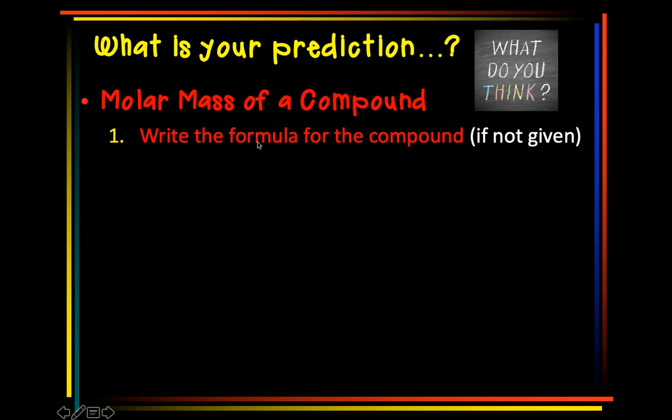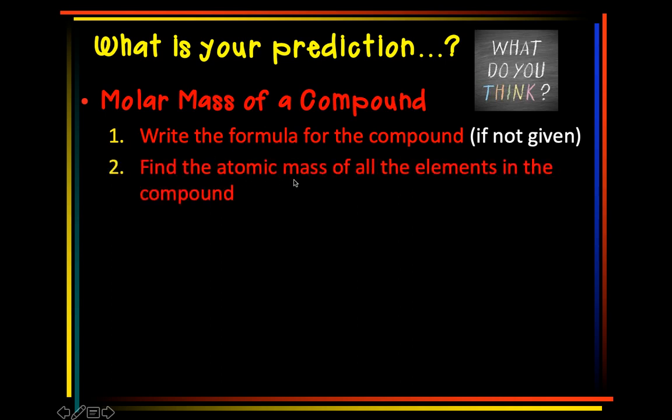The formula might be given, but if it's not, you have to write out the formula. So you might have to balance charges or use prefixes, but first you get the formula. Once you have the formula, you find the atomic mass of all those different elements in that formula. If there's 2 things or 6 things or however many there are, find the atomic mass on the periodic table for all of the elements that were in that formula for the compound that you wrote.